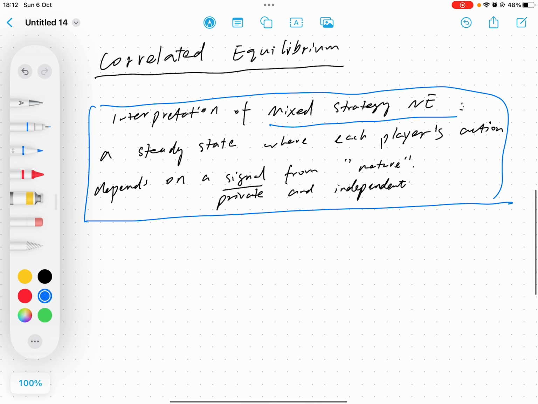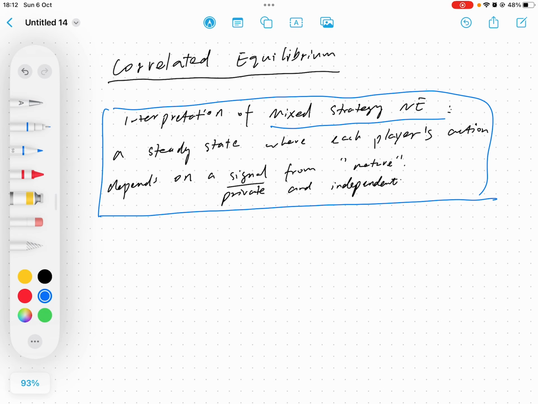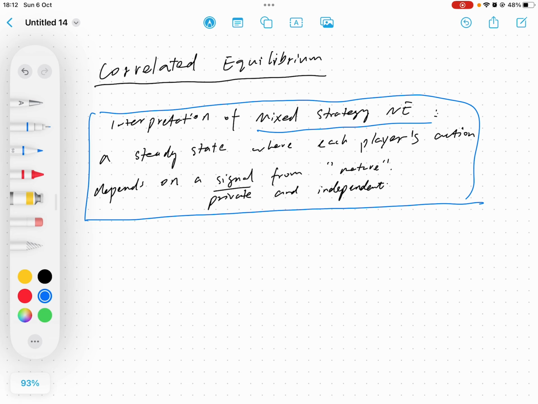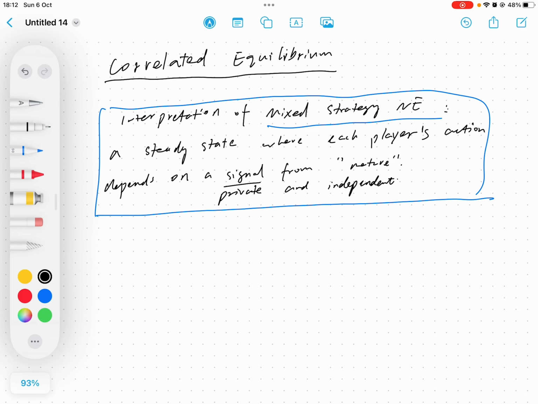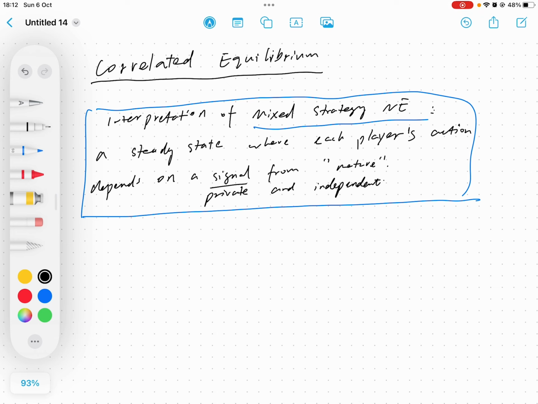But in this episode, we're not going to continue on the other properties of mixed strategy Nash equilibrium, but instead we're going to talk about the correlated equilibrium. The difference is that, let's consider what happens if the signals are not private and not independent. What if those signals, which lead to the mixed strategies, are not private and independent? That's what we're going to talk about in this video.